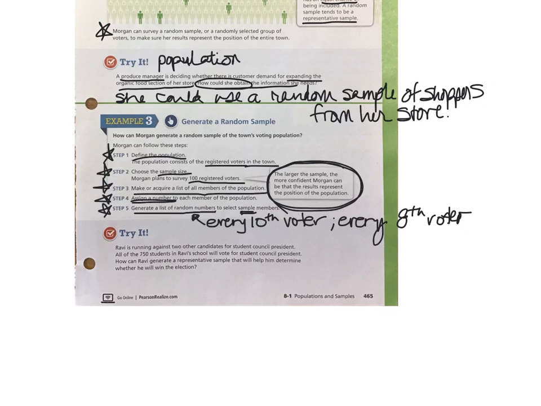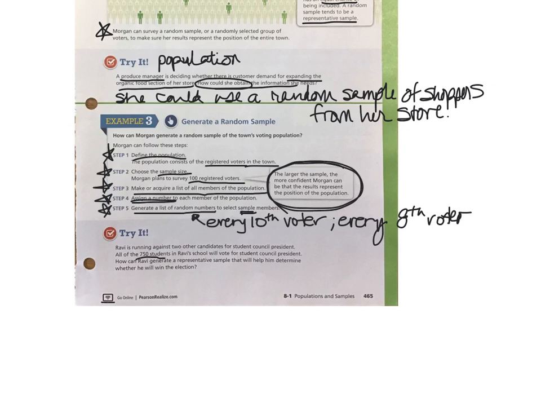Now let's complete the triad. Ravi is running against 2 other candidates for Student Council President. All of the 750 students in Ravi's school will vote for the Student Council President. How can Ravi generate a representative sample that will help him determine whether he will win the election? So think about this. Ravi probably has a group of friends that are willing to vote for him, but his friends don't necessarily represent the entire population's opinion.